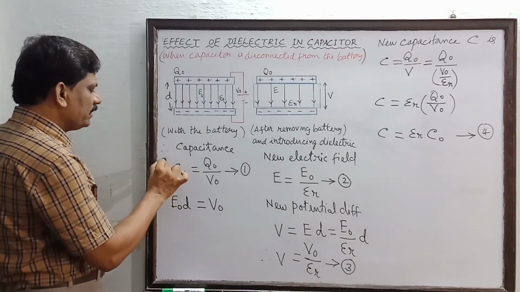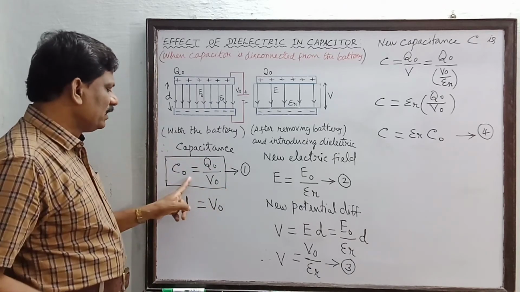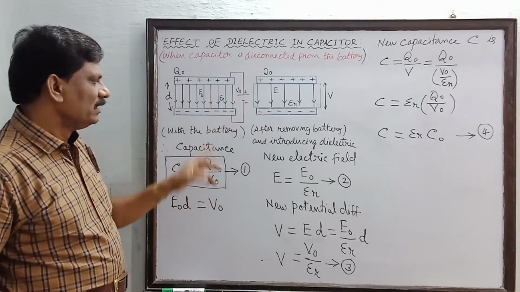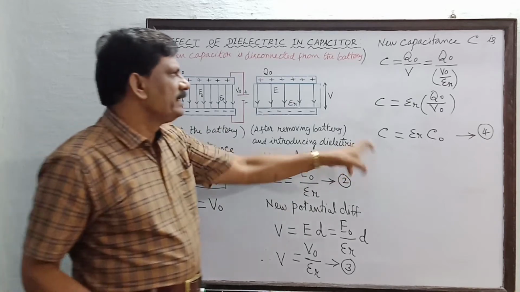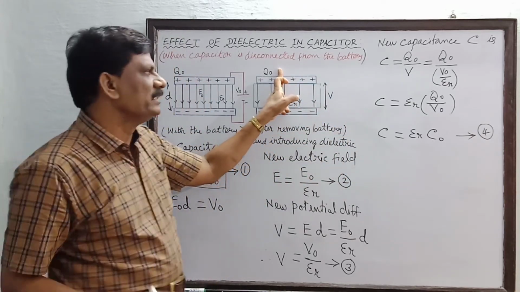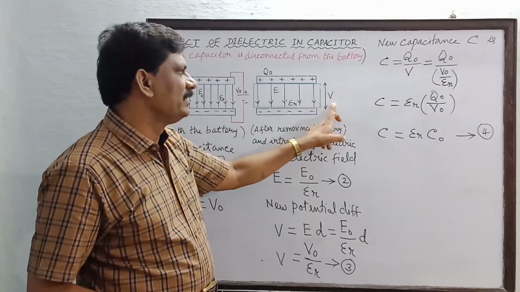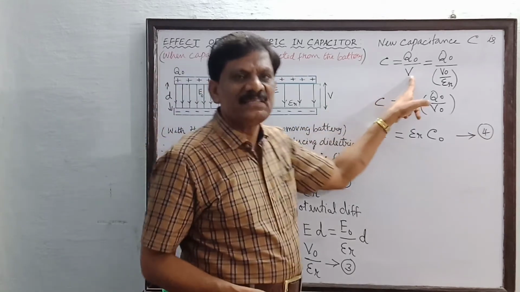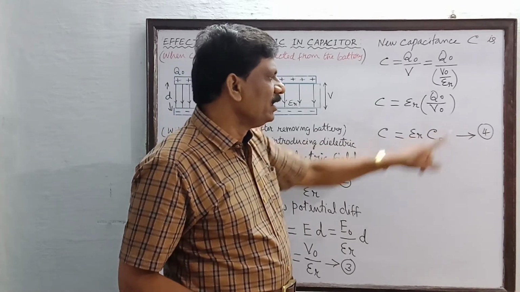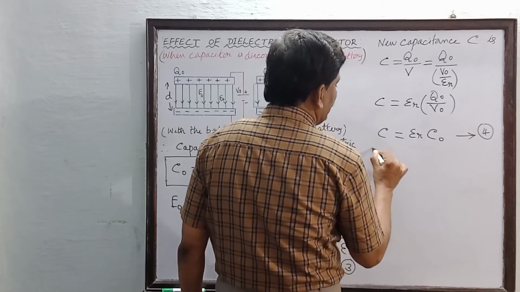So the first equation is C naught is equal to Q naught by V naught. This is the original capacitance when the battery was connected. Then now you can see after the battery is removed, the charge stored in the capacitor is not going to change. Therefore, the numerator is Q naught. But the potential difference in the absence of the battery is V. Therefore, the denominator is V. So we have got an expression C equal to epsilon R into C naught. Okay, students. Now, what will be the energy?